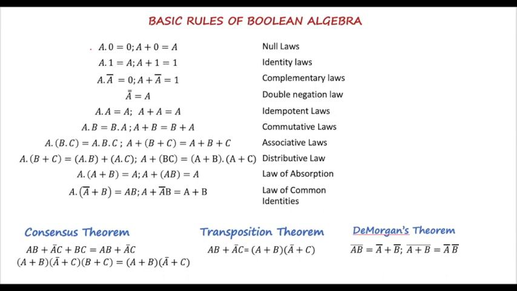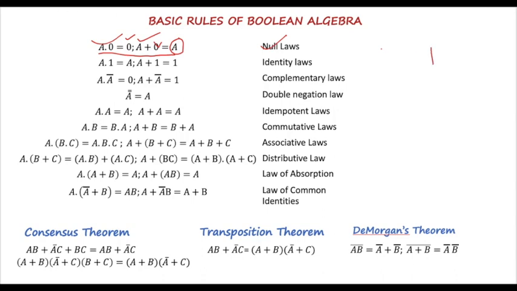So here first, these two relations are known as the null laws of Boolean algebra. Now here you can see that this law states that if any variable is ANDed with 0, it gives only 0, that is, it always gives 0, and if any variable is ORed with 0, then it gives the variable itself. Now I am showing you with logic gates.